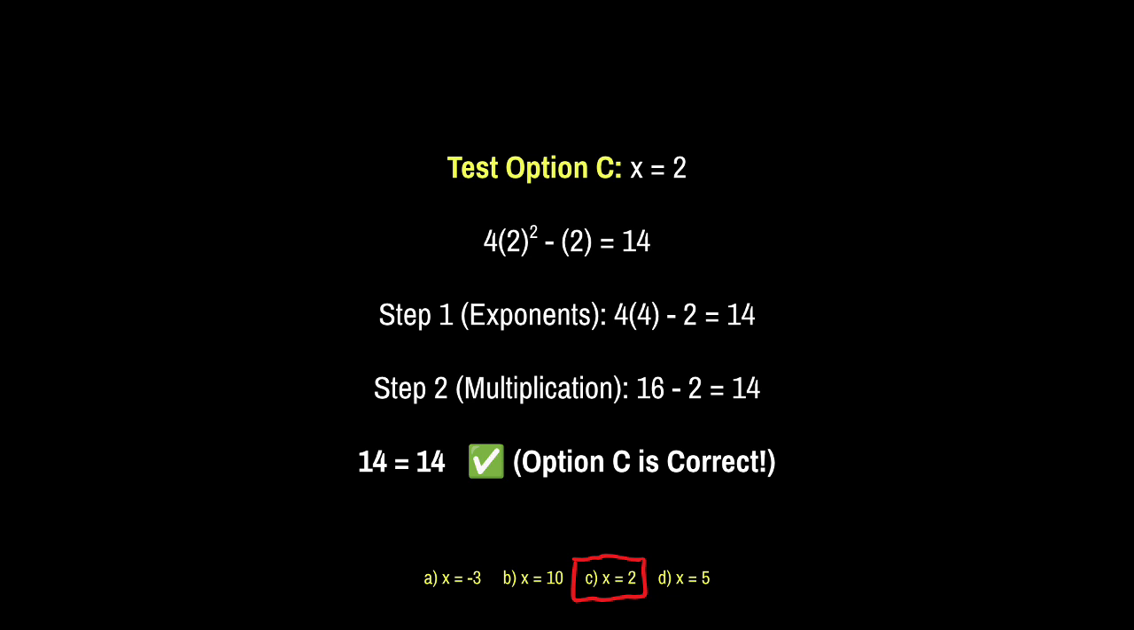Look at that. The left side simplified to 14, and the right side of our equation is 14. 14 equals 14 is a completely true mathematical statement. That confirms beyond a shadow of a doubt that x equals 2 is the correct answer. We don't even need to waste time testing option D.